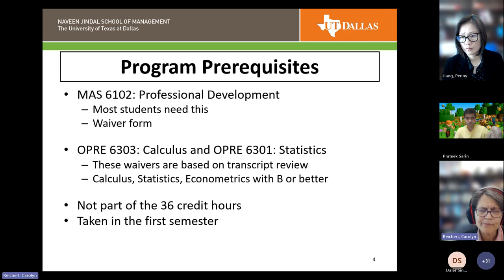It helps you with your LinkedIn and your resume and the job markets here. The other 2 program prerequisites are calculus and statistics. Those waivers are based on your transcript review. So we look to see if you have calculus, statistics, econometrics, ideally with a B or better. And if you do, and we find it on your transcript, then we'll waive them in the system. One of the pain points we have is we can't always identify them, but none of these prerequisites are part of the 36 credit hours. And if you need calculus or statistics, you would take it in your first semester.